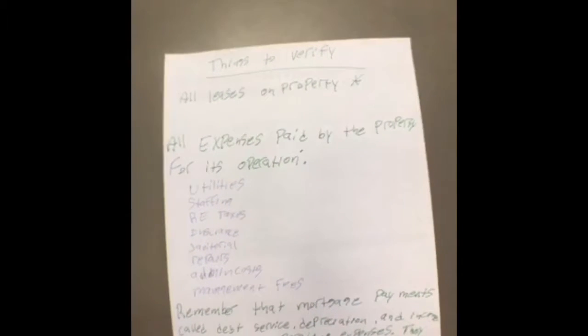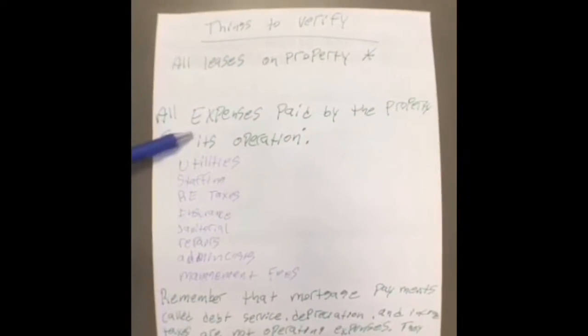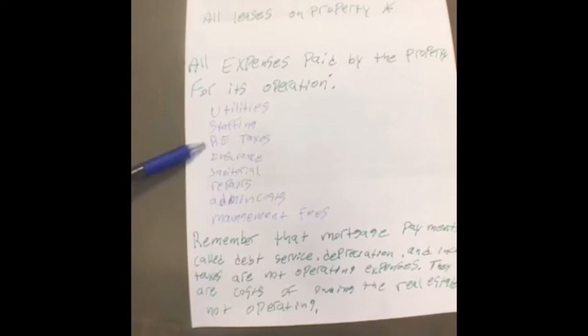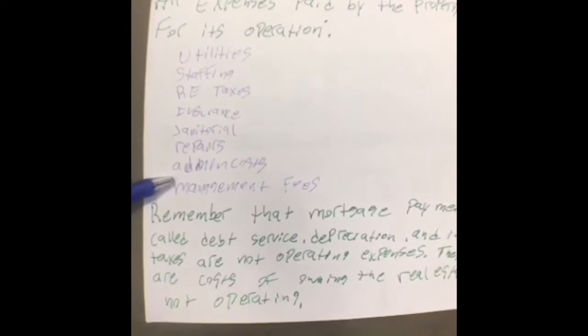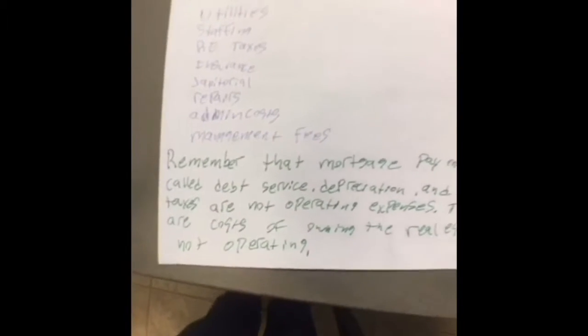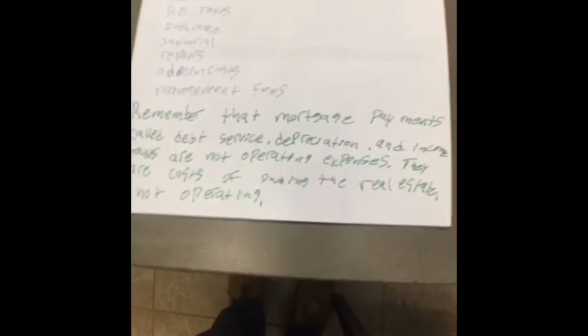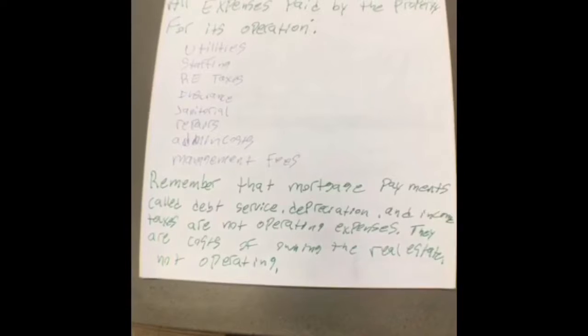So, things to verify before you do this. You need to look at all the leases on the property and all expenses paid by the property for its operation, including utilities, staffing, real estate taxes, insurance, janitorial, repairs, admin costs, and management fees. Remember that mortgage payments, called debt service, depreciation, and income taxes are not operating expenses. They are costs of owning the real estate, not operating. So we'll clarify that.